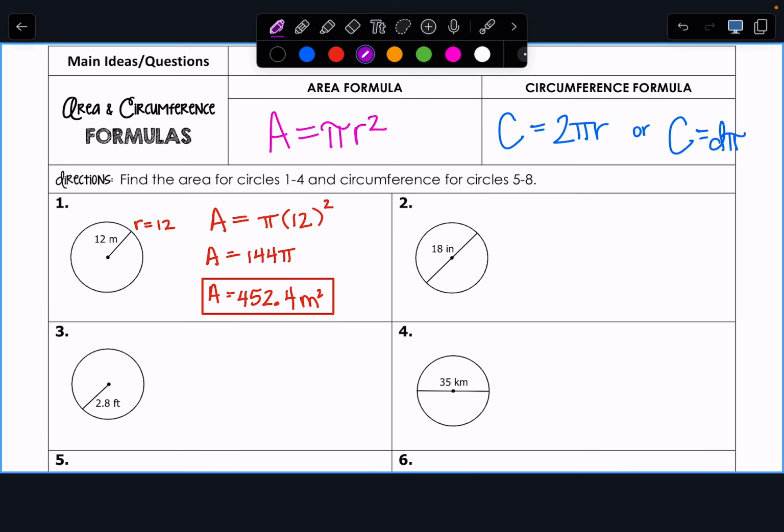Do number 2 and make sure you and your neighbor get the same answer. Ready, set, go. Okay, neighbors, we got this. R squared.